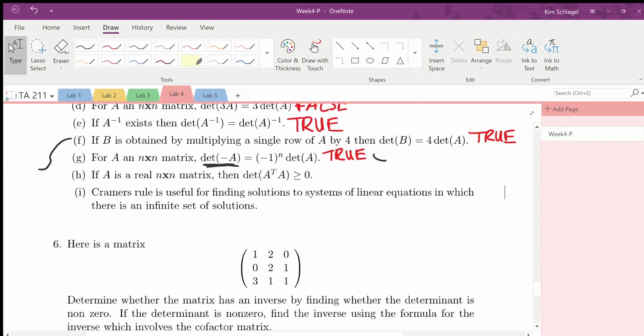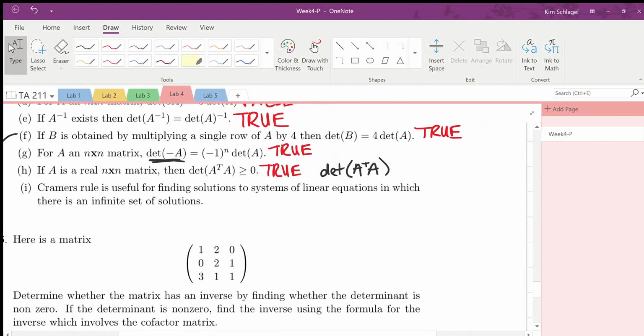This next one here is true. Here, I'll write it in red. So this one is true. This one is kind of similar, using determinant rules. If we have determinant of A transpose A, we know that we're able to break up these determinants. I guess I should do that in a different order, A transpose A.